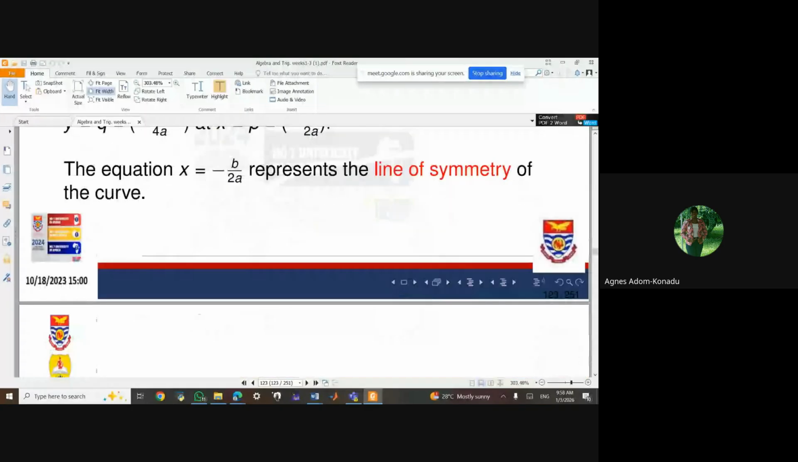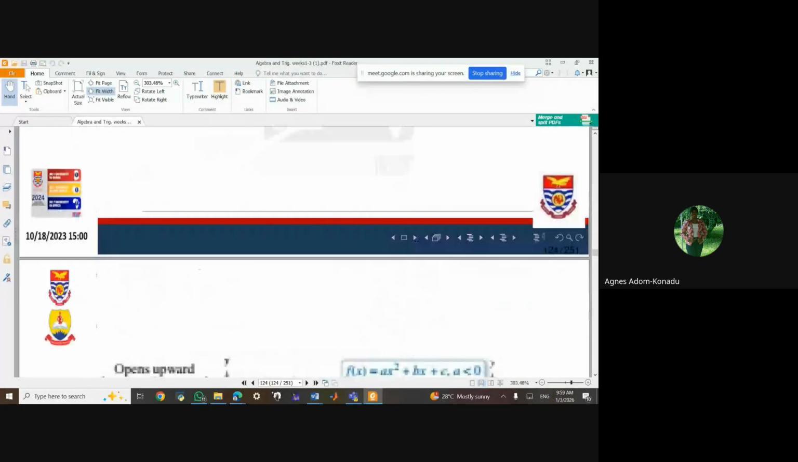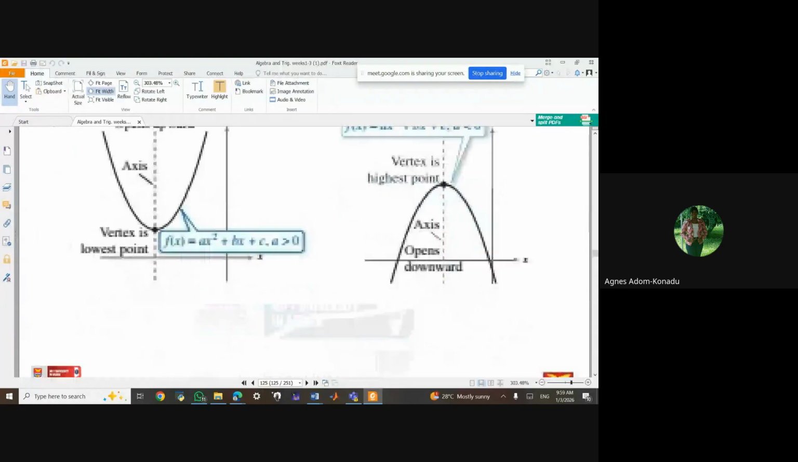So from what we've done so far, if a is greater than 0, we have a minimum turning point. If it's less than 0, then we have a maximum turning point. We have the graph f of s is equal to as squared plus bs plus c. And we know that if a is greater than 0, then we have a minimum, so it opens up. If a is less than 0, it opens downwards.